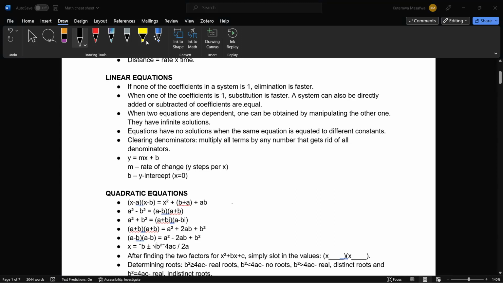I would say the case that can't be argued is the last one I talked about, where one of the coefficients is already equal in both, because you just need to add or subtract and you've already found the answer. So just keep that in mind as you go through. Okay, so we've dealt with the first two. When do you use elimination and when do you use substitution?